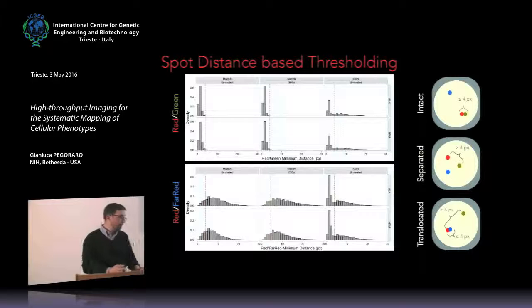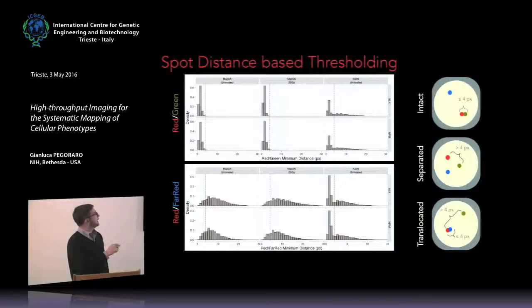But the very interesting result came out from the analysis of the distributions of minimum red-green distances on a per red spot basis, and also from the analysis of red-for-red distances. Here, what you can see is that in 99.99% of the cases in the control cells, green and red spots are 4 pixels or closer, which represents a distance of about 1.2 micrometers, according to our imaging conditions.